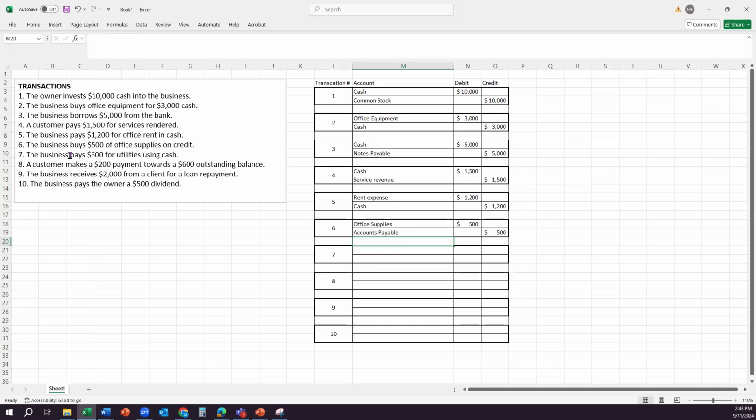Seven, the business pays $300 for utilities using cash. So we're going to have a utilities expense, which is just money that we have to pay out, or not necessarily, but an expense is something like a cost we've incurred for doing business, and they increase with a debit, and then we're paying out cash, so our cash will go down or be credited.